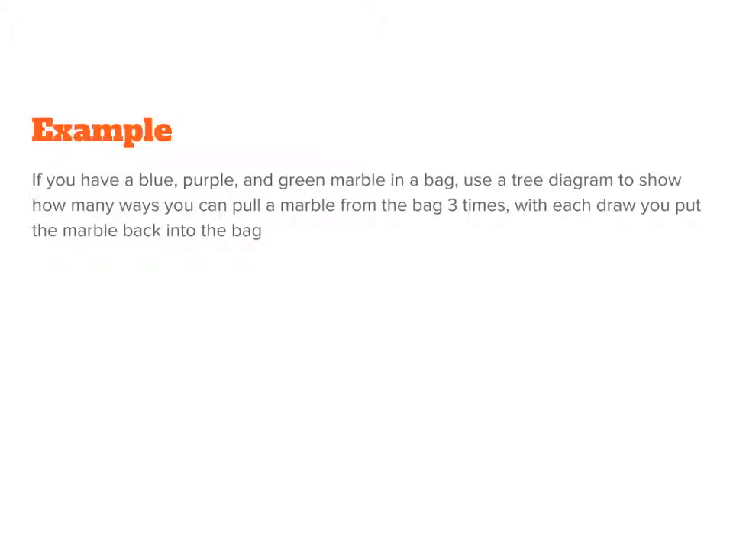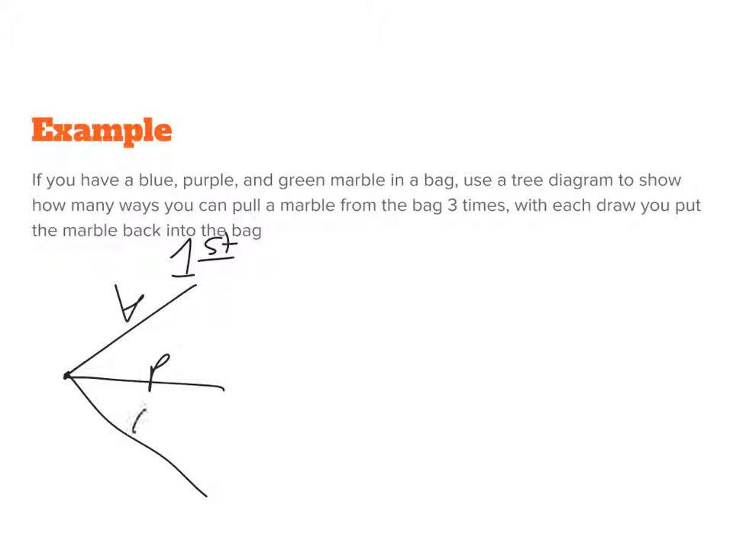Now, tree diagrams can be a lot longer than the 2 that we have been doing. If we have a blue, purple, and green marble in a bag, use a tree diagram to show how many ways we can pull a marble from the bag 3 times, and with each draw you put the marble back. So again, here's our start. We can start with our first draw. There's 3 different choices: blue, purple, and green. That's the first draw.